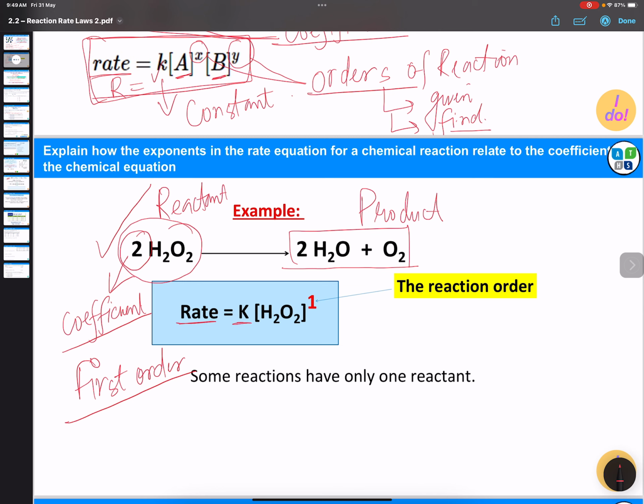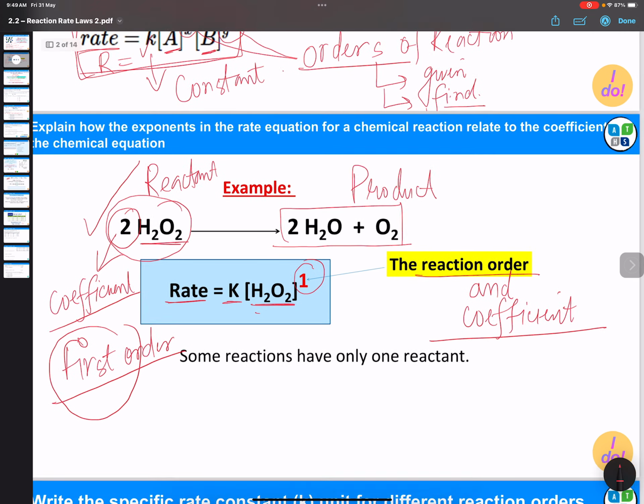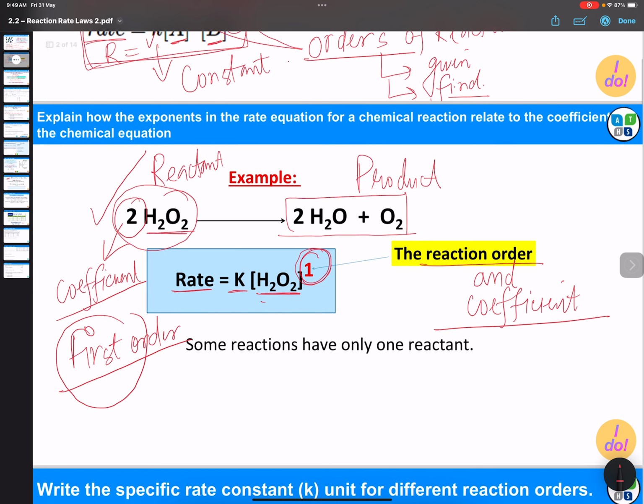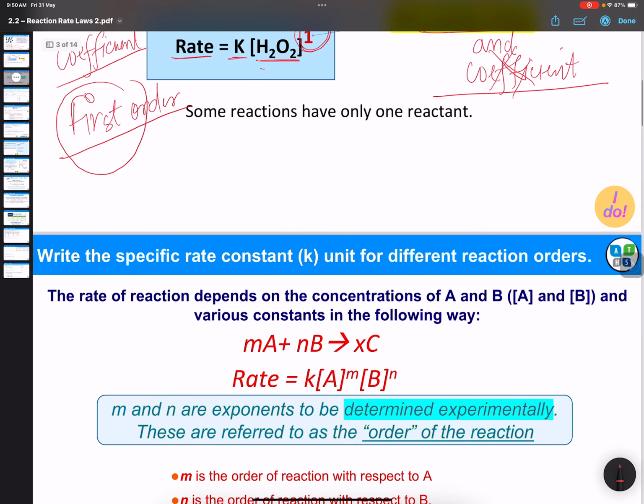Rate is equal to K. As I told you, it depends upon concentration of reactants, which is hydrogen peroxide here, and it is first order, so it will be raised power 1. So here comes another thing. The order of the reaction and the coefficient can or cannot be the same. So there is no relationship between them. But when you are writing rate law, you just have a reaction order, not the coefficient.